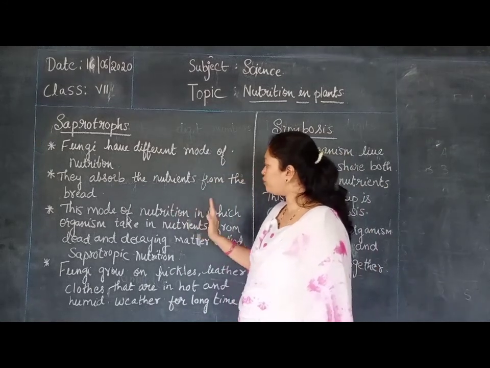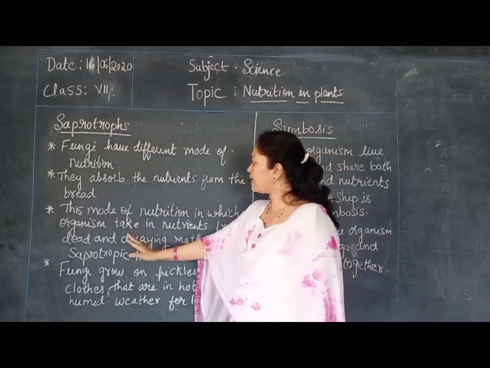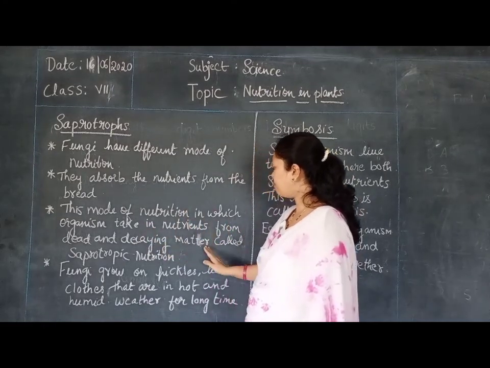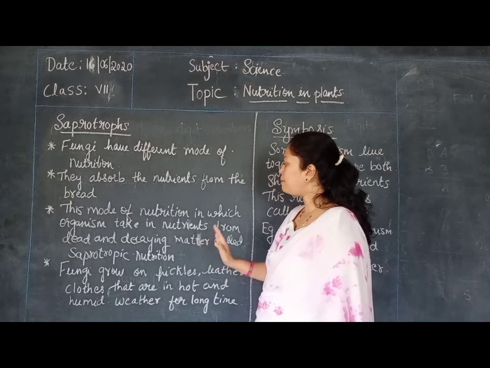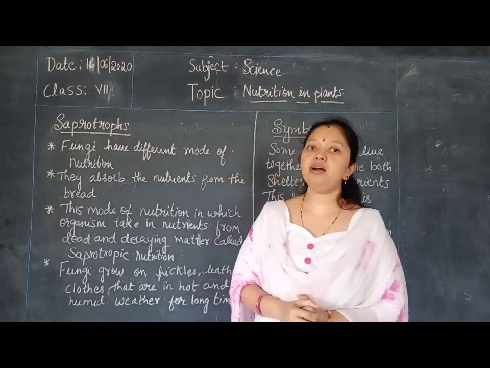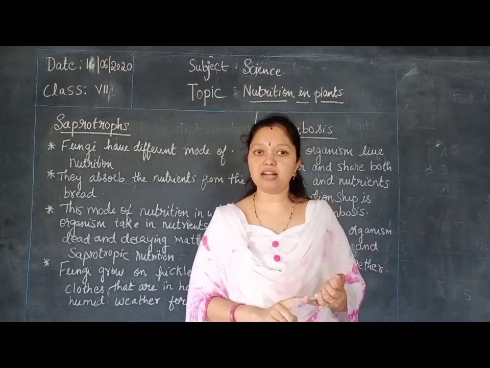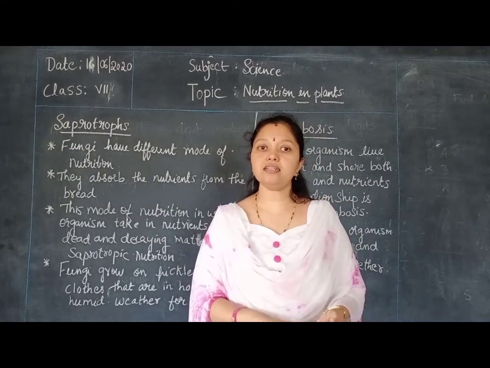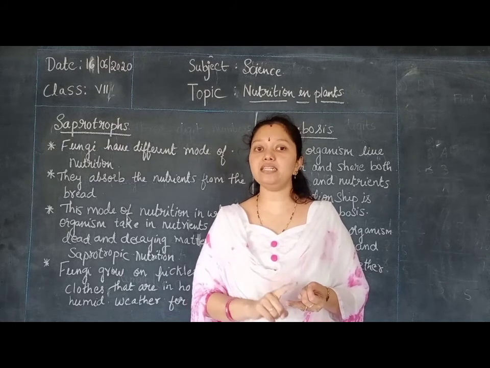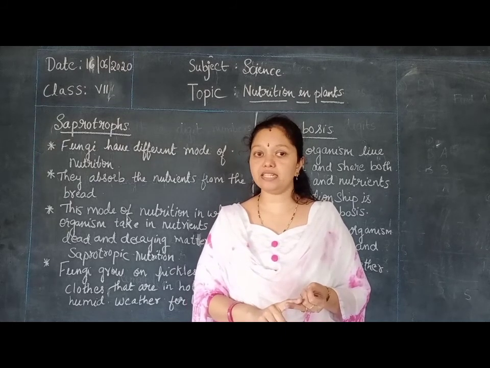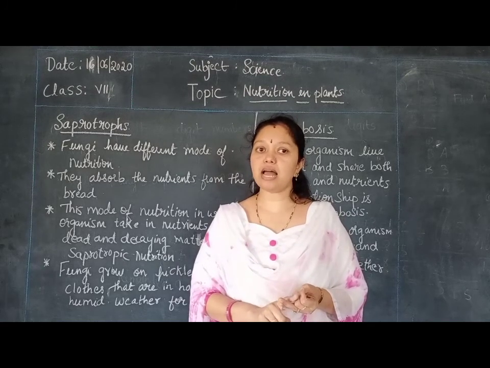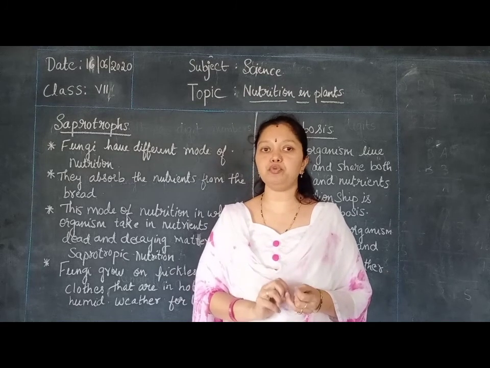So this mode of nutrition, in which an organism takes in nutrients from dead and decaying matter, is called saprotrophic nutrition. This type of organism, that is fungus, mushrooms and so on, grows on dead and decaying matter for getting nutrition. So that type of nutrition is called saprotrophic nutrition.